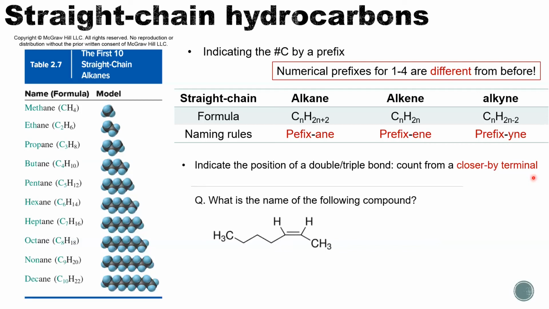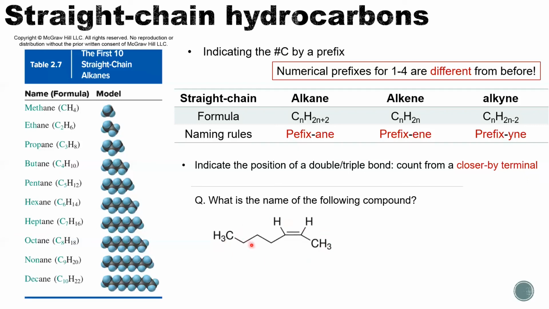What is the name of the following compound, indicating the position of the double bond? Let's take a look at this. First, we need to pick the carbon backbone. It's one carbon from the terminal, 1, 2, 3, 4, 5, 6, 7 carbons. Now we know the prefix is hepta, right?